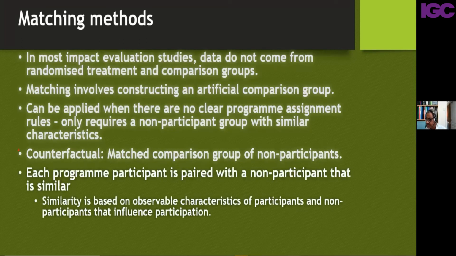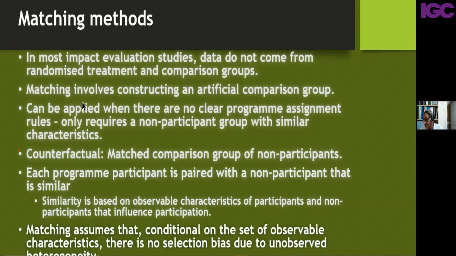Now, essentially what we do is that each program participant is paired with a non-participant that is very, very similar to the participant. Now, this similarity is based on observable characteristics of participants and non-participants that are supposed to influence participation. So matching methods can really be applied only to observable characteristics. It cannot really be applied to unobservable characteristics.